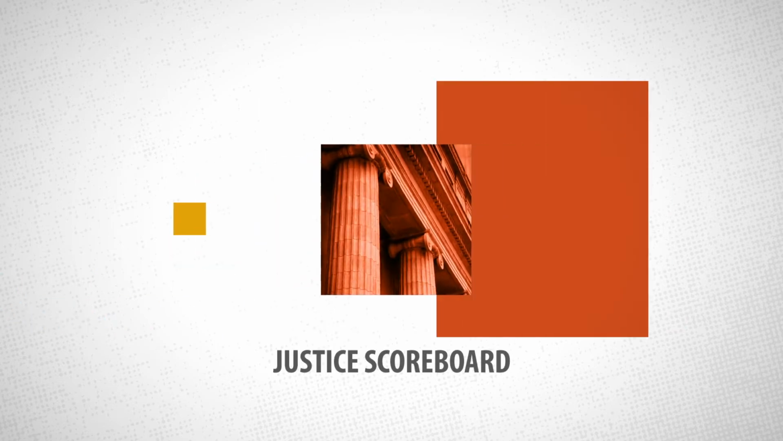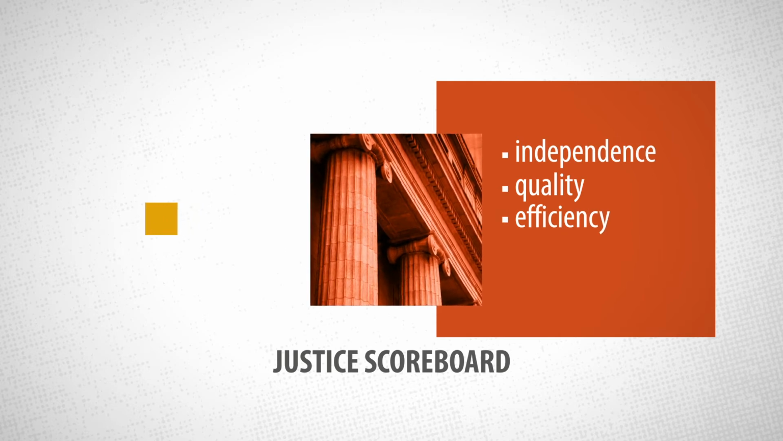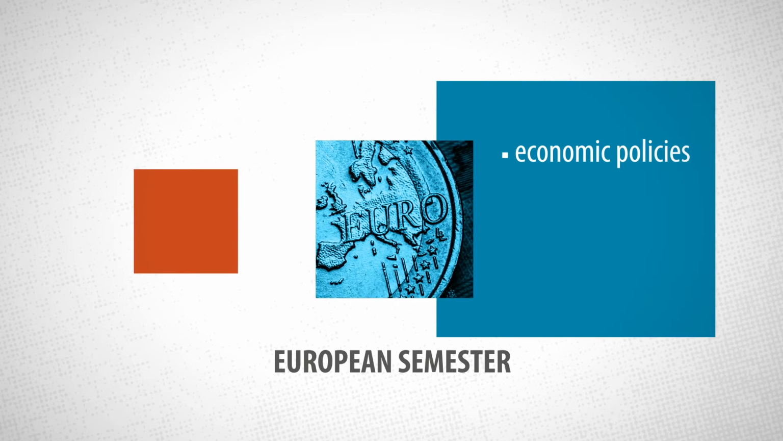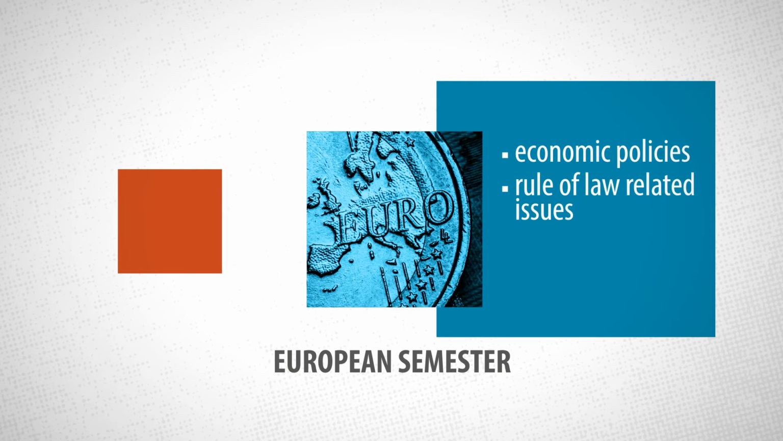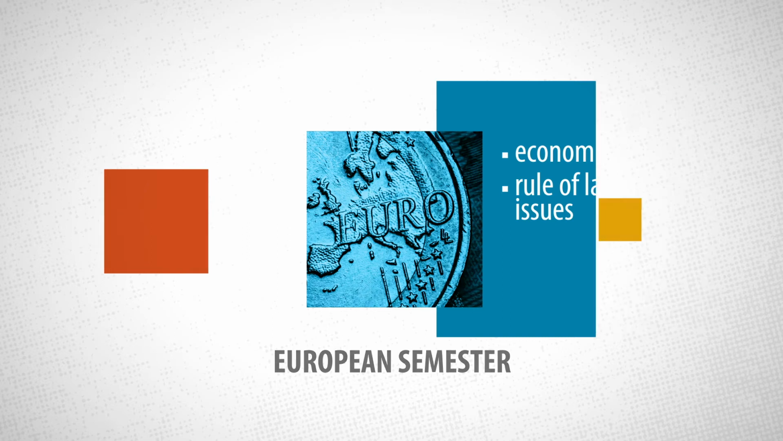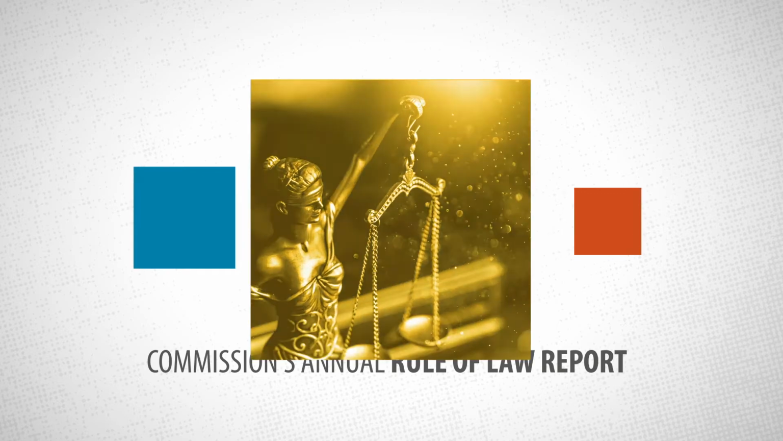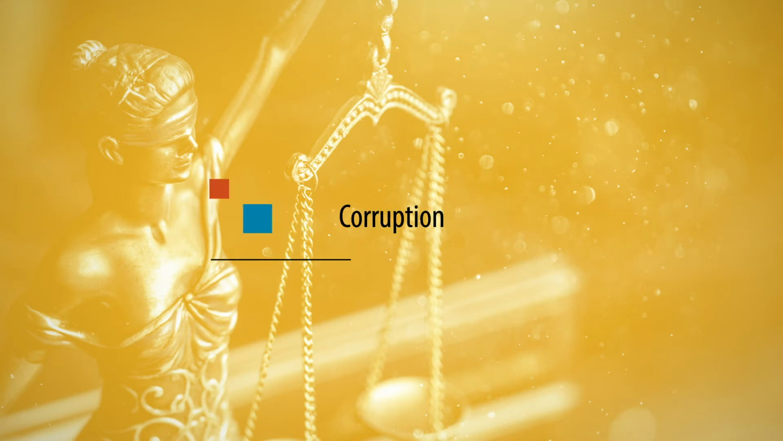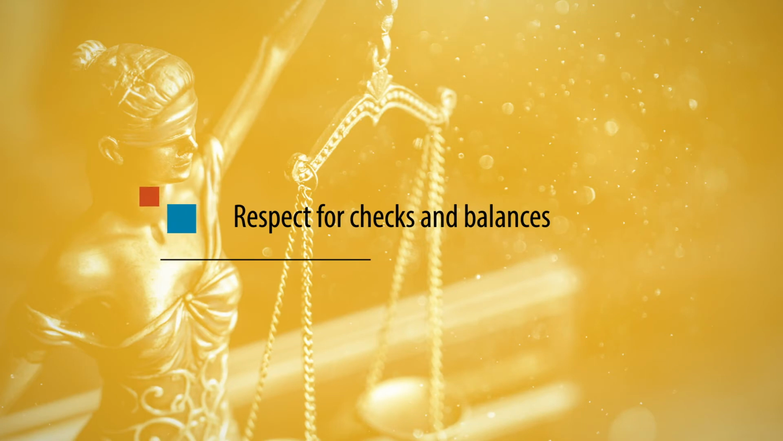The Justice Scoreboard, to measure the independence, quality, and efficiency of member states' justice systems. The European Semester, to monitor economic policies, including member states' budget plans, and rule of law-related issues, notably in the area of justice and the fight against corruption. And lastly, the Commission's annual Rule of Law report, which analyzes the situation in all 27 member states with regard to the independence of the judiciary, corruption, media pluralism, and respect for checks and balances.